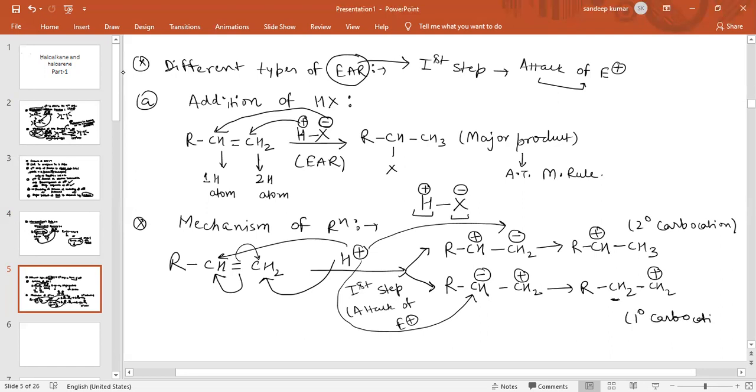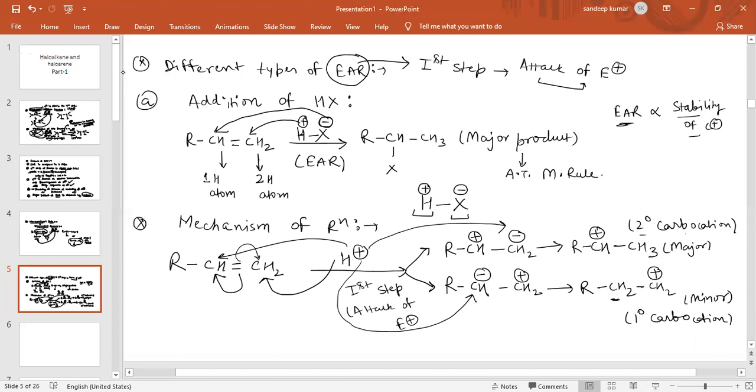We know electrophilic addition reaction reactivity is directly proportional to stability of carbocation. We know 2-degree carbocation is more stable, so this will form the major product and this will form the minor product. Now see what happens. This is the first step, the attack of electrophile.